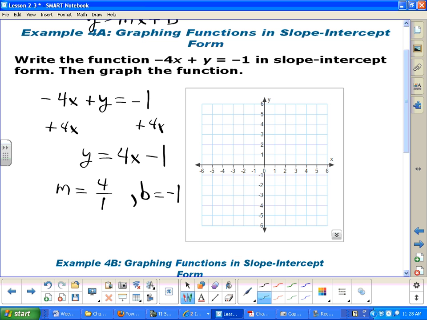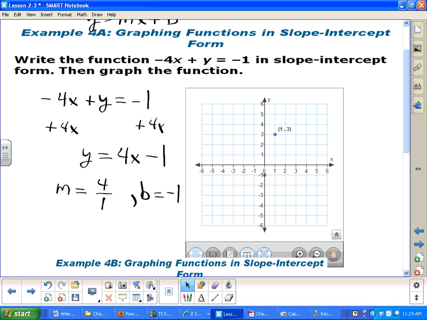-1. Okay? So my y-intercept is -1, so I'll put a dot on the y-axis at -1. All right. And my slope is 4 over 1, so I'm going to go up 4 and over 1 to the right. And then I'll draw my line.